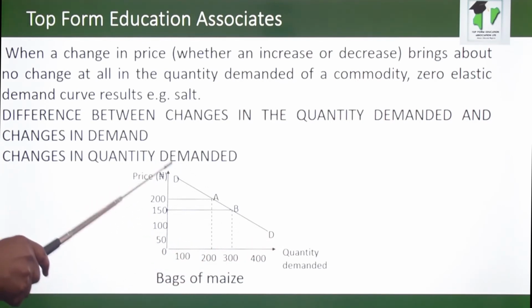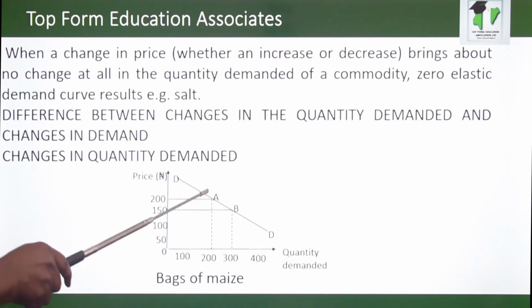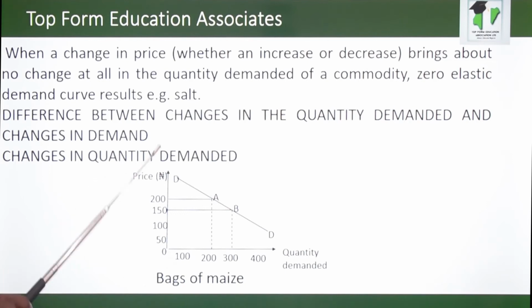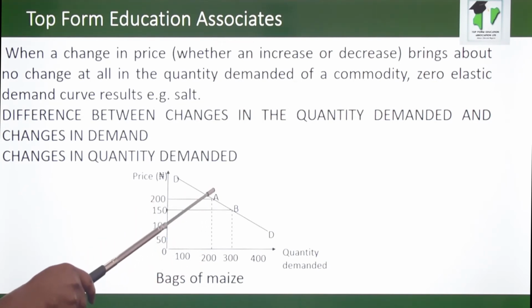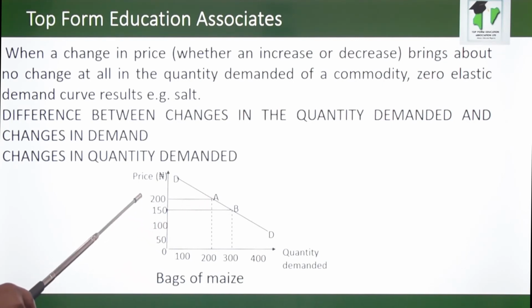There's a movement from one point to another. There's no shift. It does not involve a shift. There's a movement. Like here, when the price of this commodity is 200, quantity demanded is 200. So we can see there's an intersection at point A. At this point A, the price is 200 naira, while the quantity demanded of bags of maize is 200.